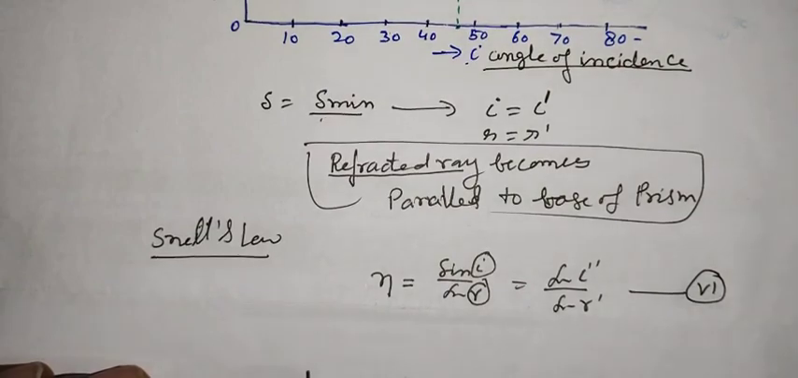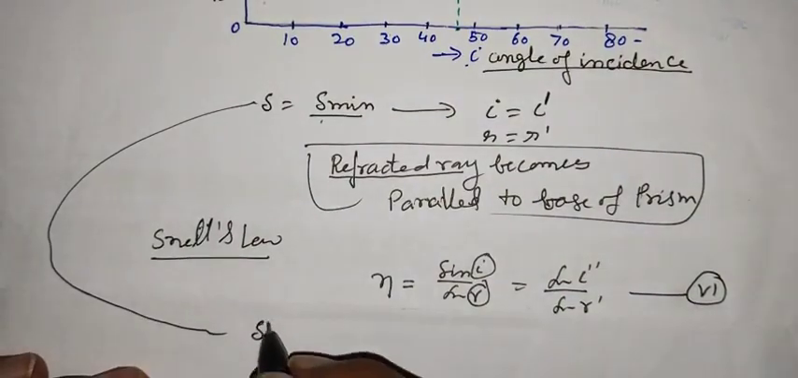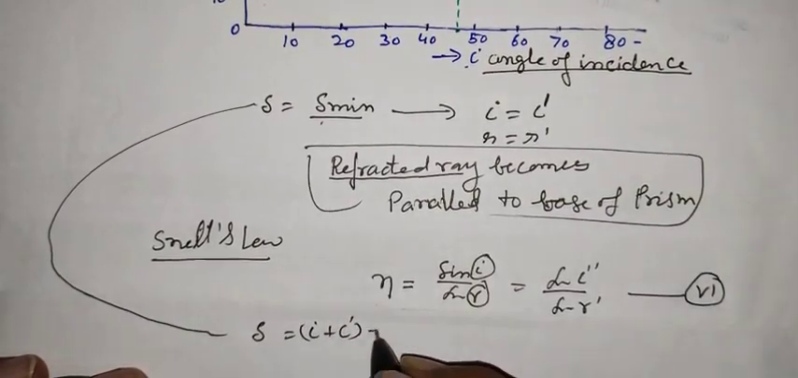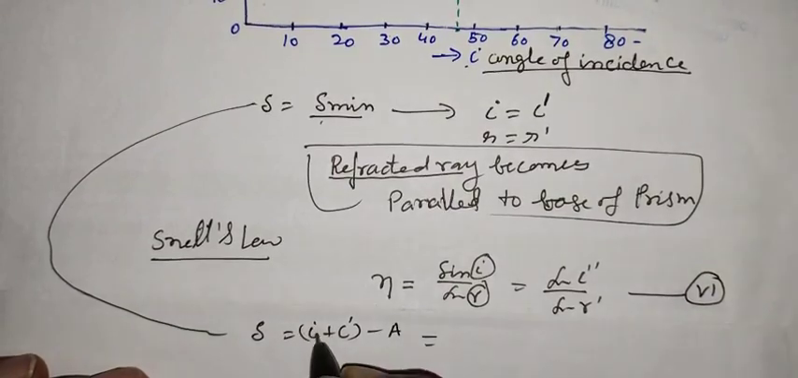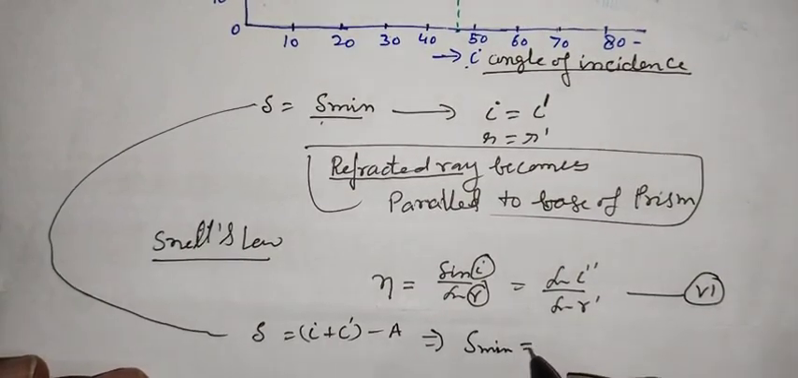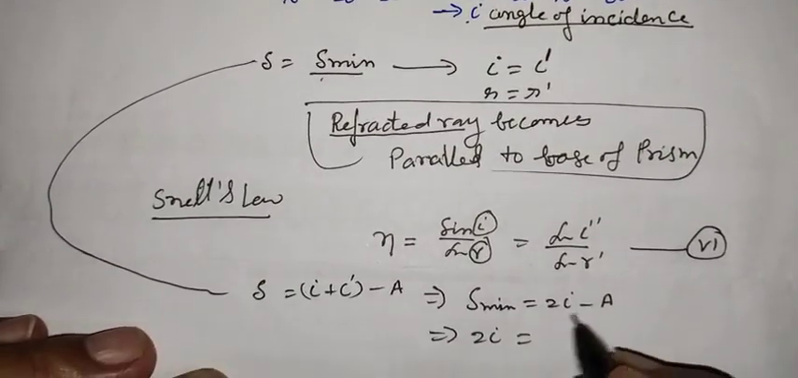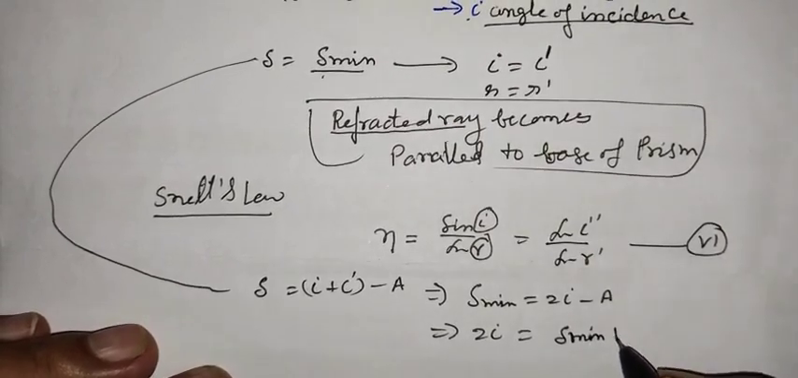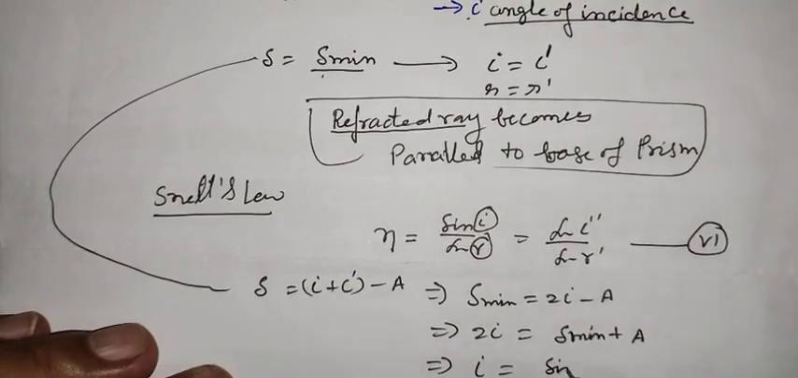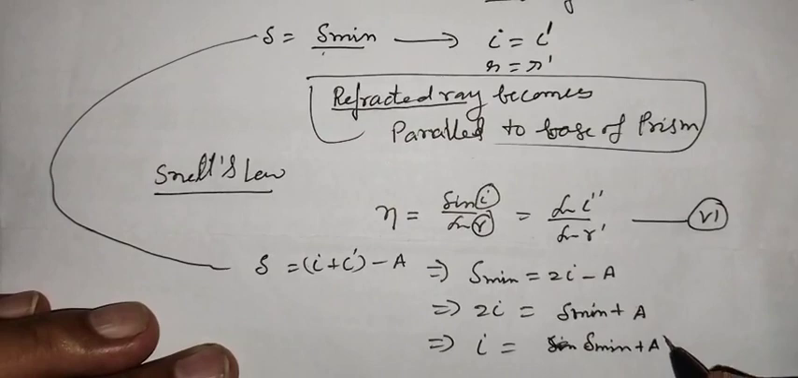So i is obtained by equation 5 when D is equal to D minimum under these circumstances, because D is given by i plus i dash minus angle of prism A. If i is equal to i dash under this condition, this implies that D equals D minimum is equal to 2i minus A. This implies that 2i is equal to D minimum, the angle of deviation, plus the angle of prism. Again, this implies that i is equal to D minimum, having minimum value, plus A by 2.